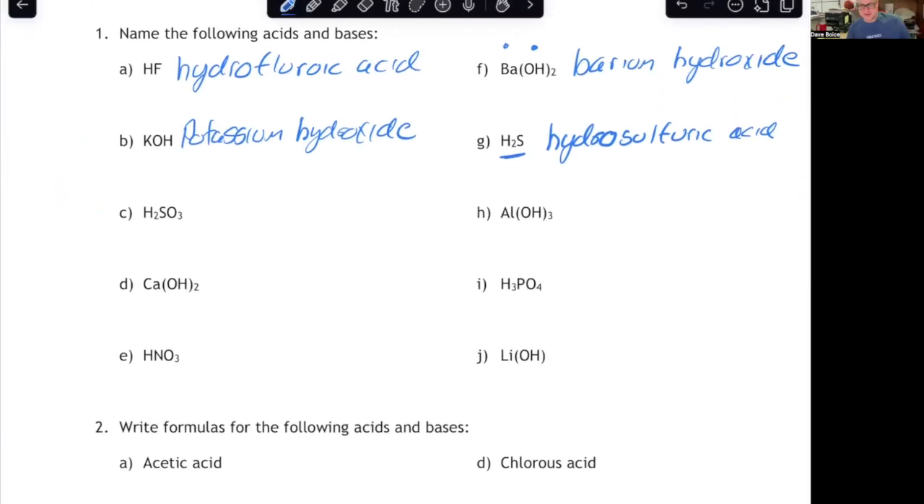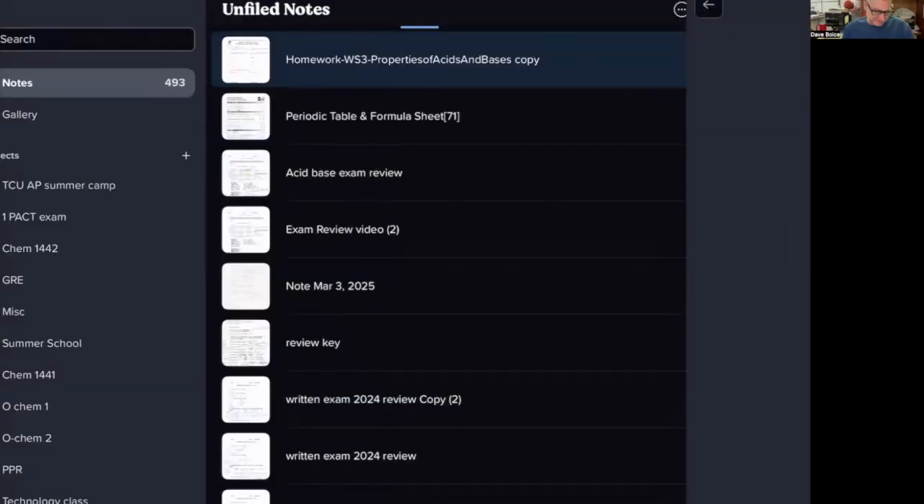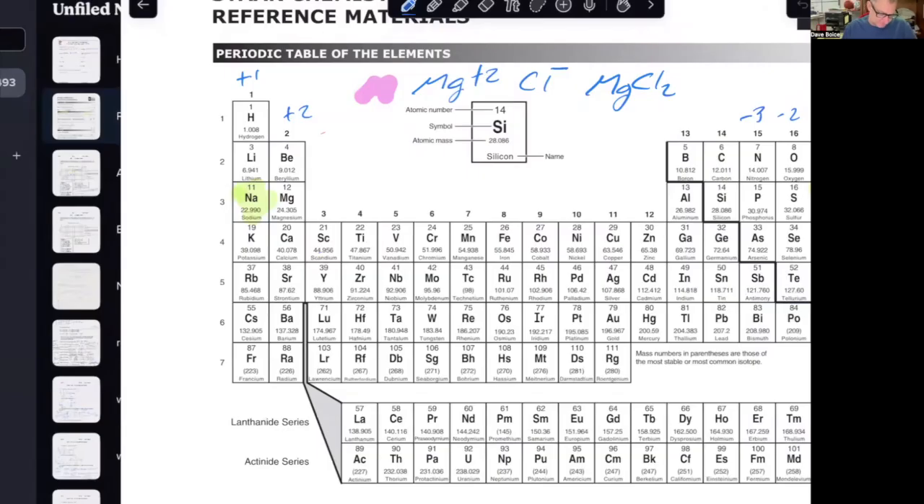H2SO3. Okay, starts with a hydrogen. It's an acid. There's three different atoms in here, so there must be a polyatomic at play here. So what is SO3? Well, let's find out.